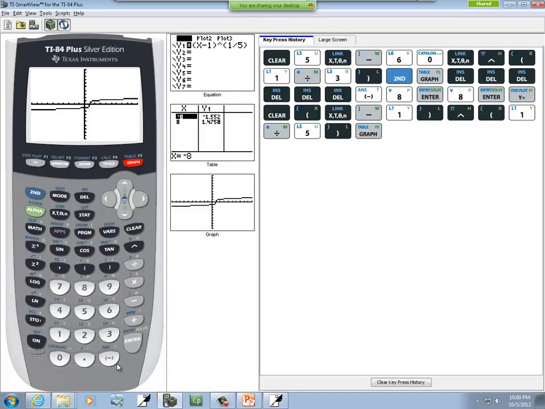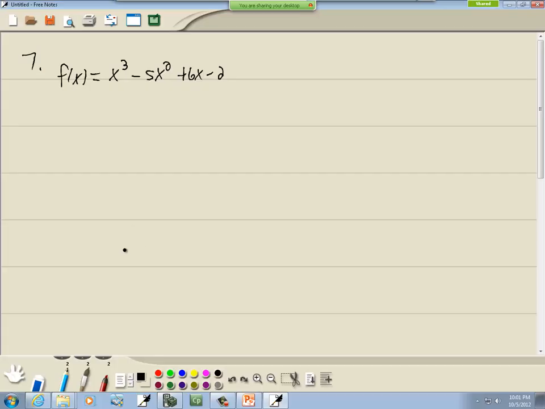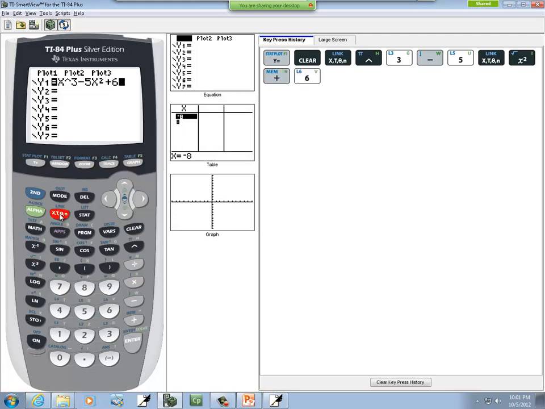We're first going to go plug this in our calculator. So press y equals, press clear. And then we got x to the third, so do x caret 3 minus 5x squared plus 6x minus 2. Now let's first just look at this and see what it looks like. So let's press graph.